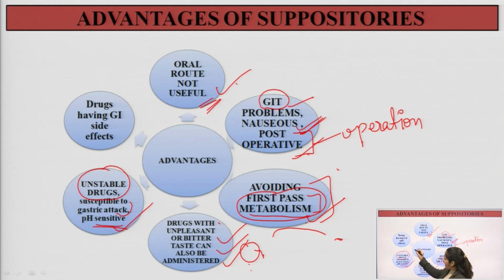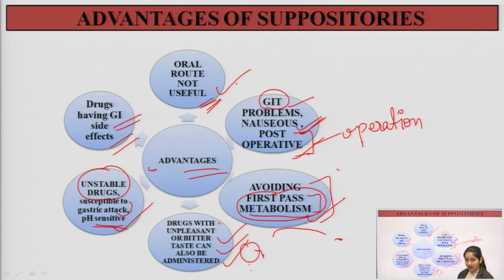Now, drugs having GI side effects, any medication which is going to produce a side effect in the gastrointestinal cavity, can also be accommodated, because we are not giving the drug into the GI tract. So obviously, if the drug does not enter the GI tract, it won't give you any side effects in the GI tract. So that is also a very great advantage of our suppositories.